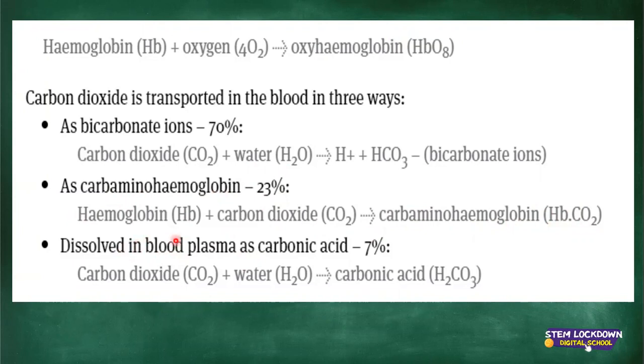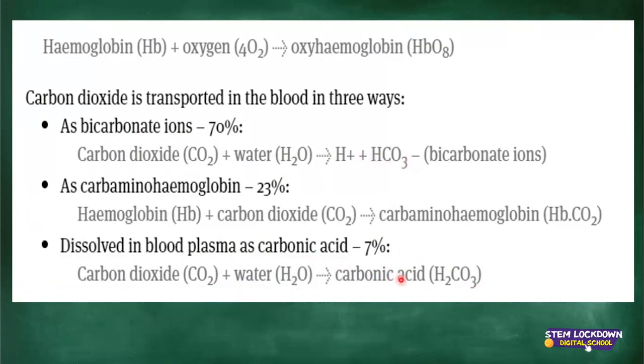Then the third way is it can also be dissolved in blood plasma as carbonic acid, 7% of that. So it's going to be carbon dioxide plus water, but here it would form carbonic acid. You see the formulas are the same here when it travels as bicarbonate ions or when it travels in the blood plasma as carbonic acid. The reactants are the same: carbon dioxide and water. The difference is the product, whereby here you have carbonic acid and here you have hydrogen ions and bicarbonate ions.